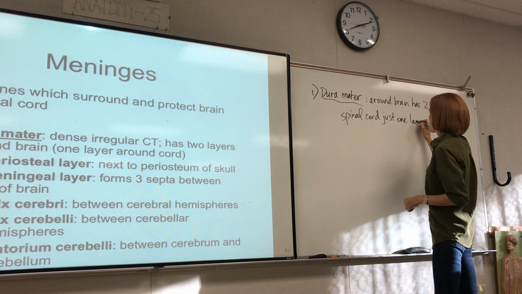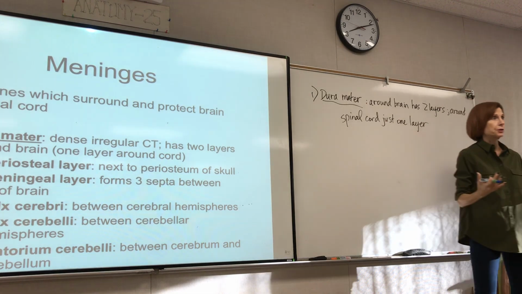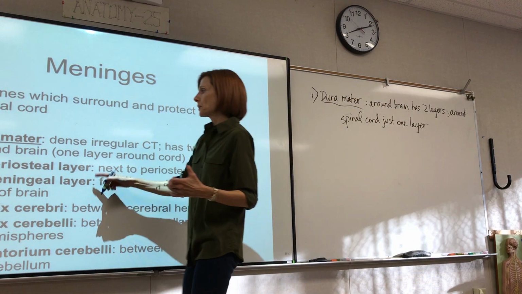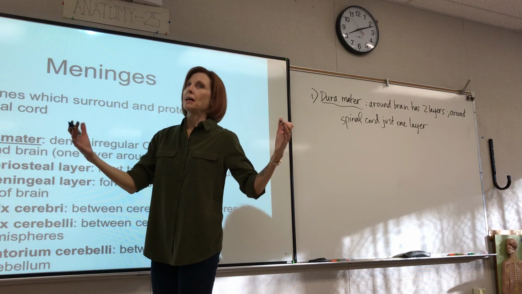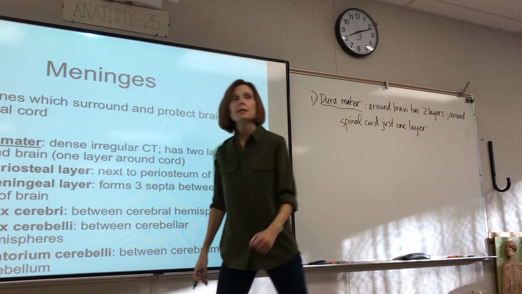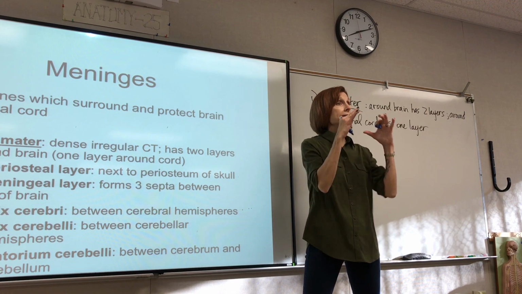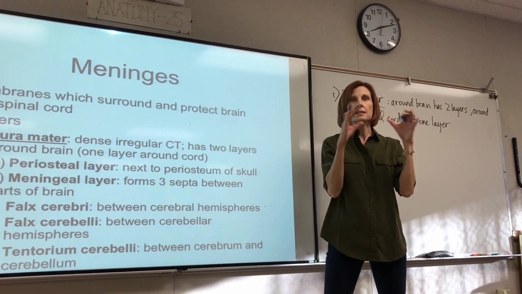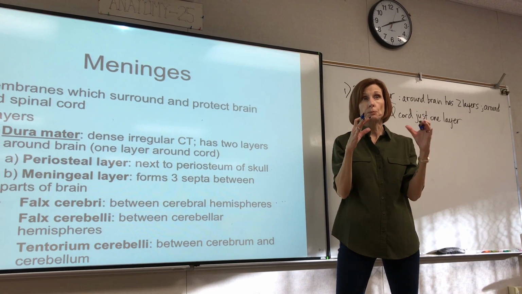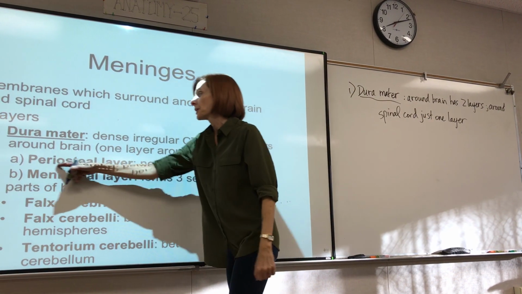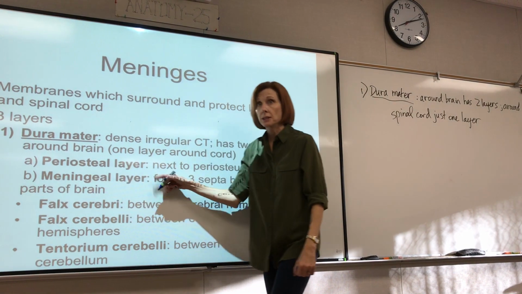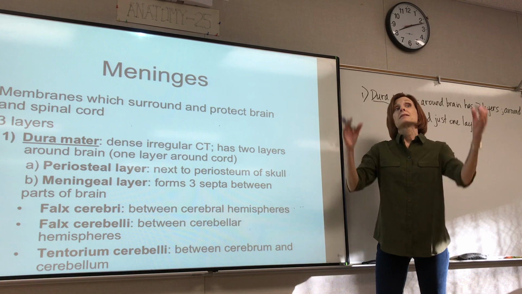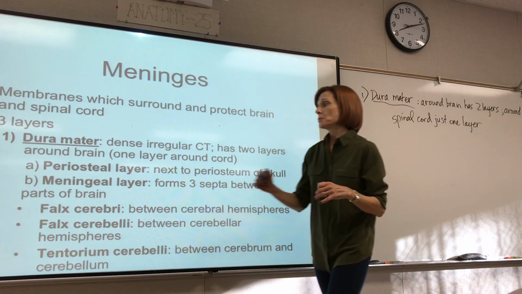So because it has just one layer around the spinal cord, we just call it dura mater, around the cord. But around the brain, the two layers, of course, have to have a name. So the outer layer is going to be right up against the bone. You guys know the periosteum of the bone. Remember that? It's like that connective tissue membrane that covers bone. So the outer layer is called the periosteal layer. This is up against the bone of the skull. The deeper layer is called the meningeal layer.